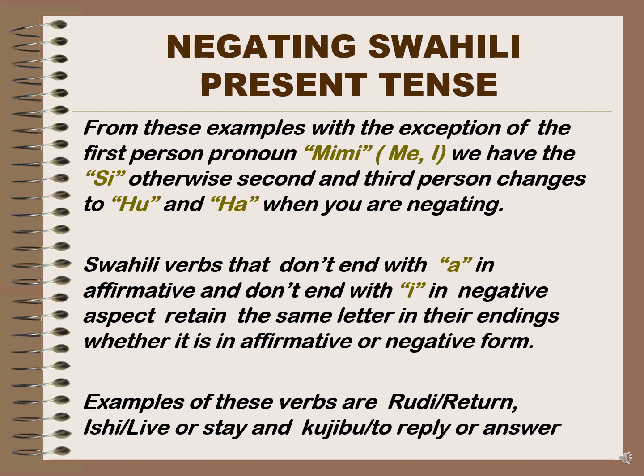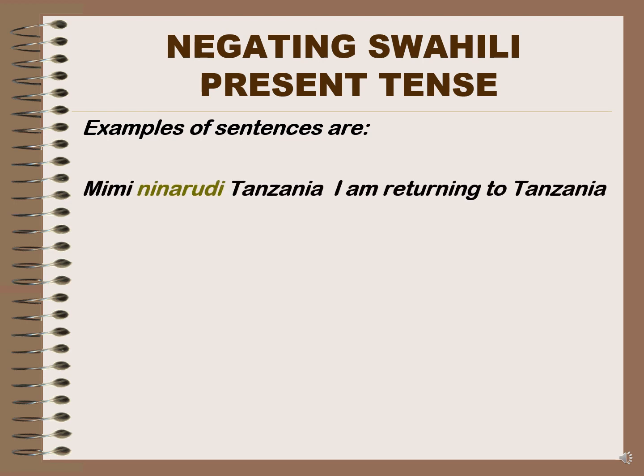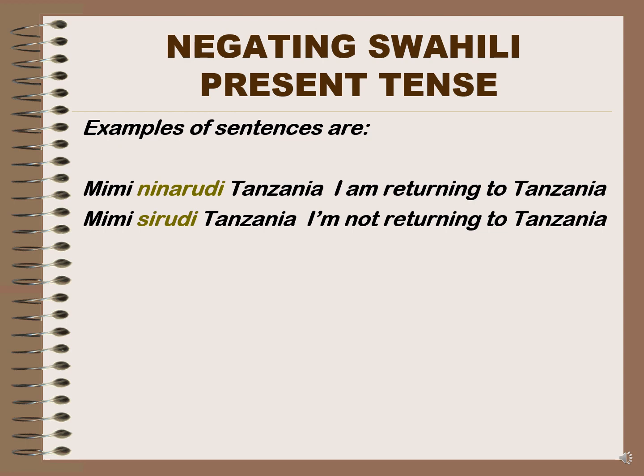Examples of verbs which don't change are rudi, meaning return, ishi, meaning leave or stay, and kujibu, to reply or to answer. Examples of such sentences are mimi ninarudi Tanzania, meaning I am returning to Tanzania. So we are going to see how the word ninarudi changes here. Mimi sirudi Tanzania. I am not returning to Tanzania. So the ending letter D in the affirmative and D in the negative are the same, they don't change. Ninarudi is I am returning. Sirudi is I am not returning.